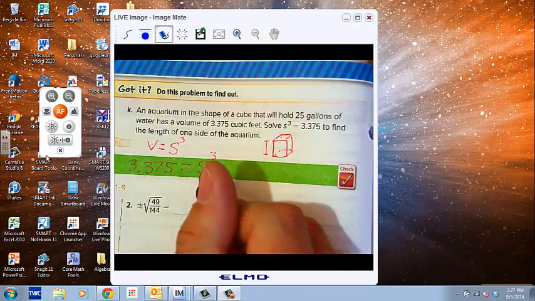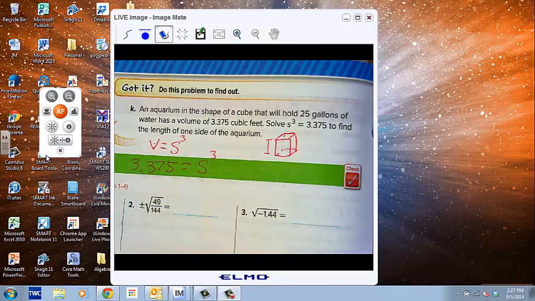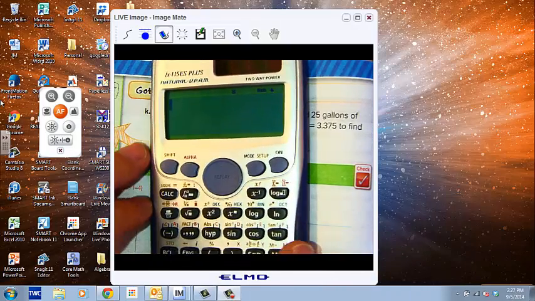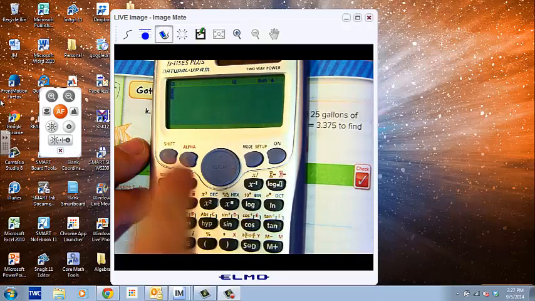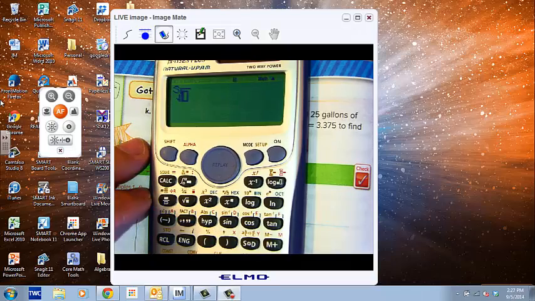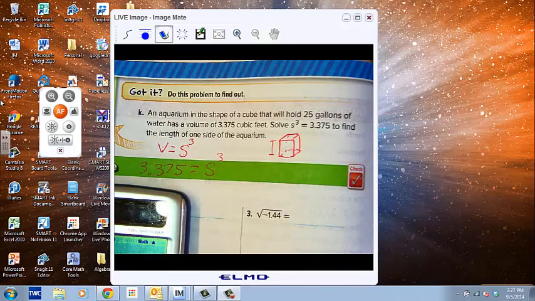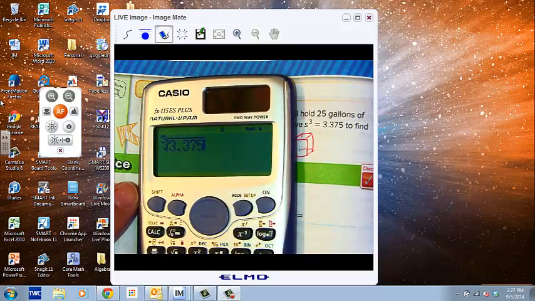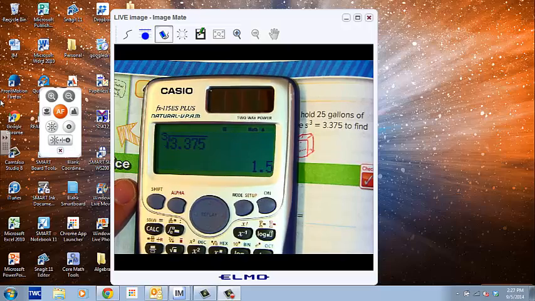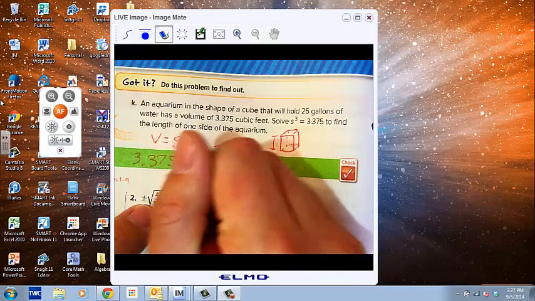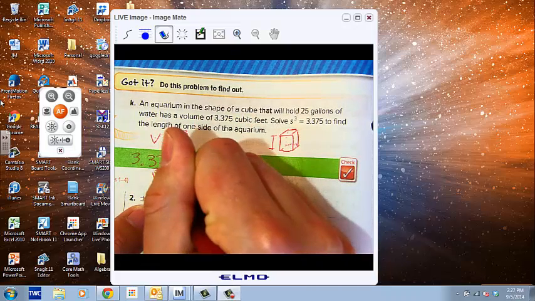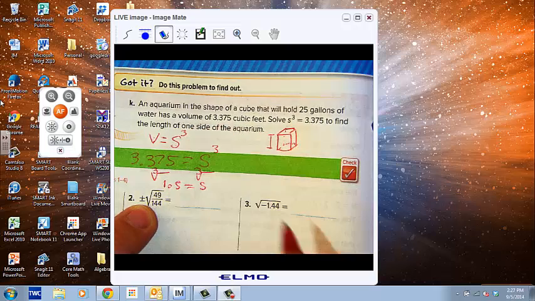How do I find out what number times itself 3 times will get me there? Well, I just take this calculator. A lot of calculator work here. Calculator is really going to help you out. So remember, with this particular calculator, you don't actually have to put the 3 first. You just hit shift, and then this button right here, and then you type in the number 3.375 right there. Hit enter or equals, and I get 1.5. So I know if I cube root each side, 1.5 will equal S, which is my side length.